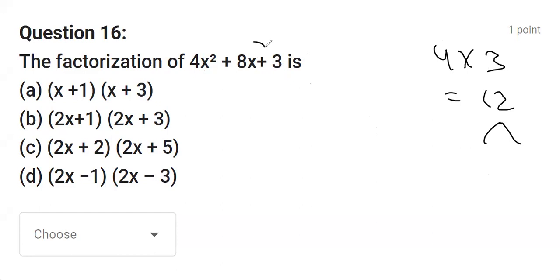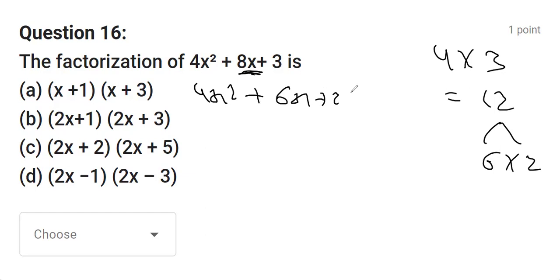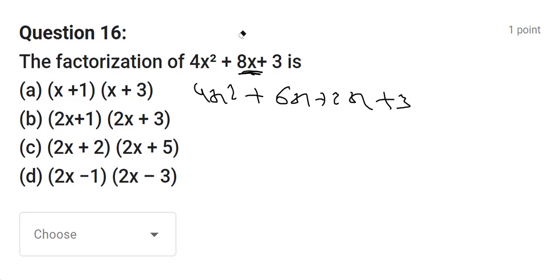Now I'll split 12 so as to get 8. So we can write this as 6 into 2. So I'll factorize it. I'm writing 4x squared and writing this 8x as 6x plus 2x. The reverse is also true, plus 3. So we have split it, and now we'll be factorizing.